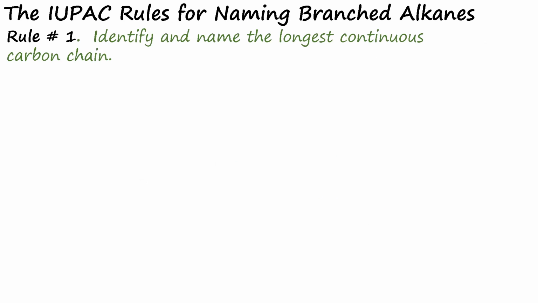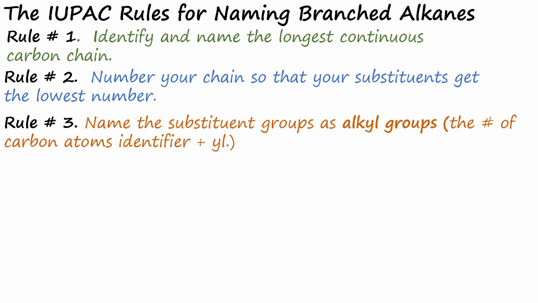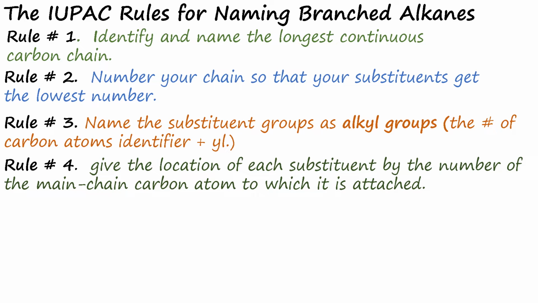To name a branched alkane, the first thing that you have to do is identify and name the longest continuous carbon chain. Next, number your chain so that your substituent gets the lowest number. Then name the substituent group as an alkyl group, which is basically the same idea as naming a simple alkane, but instead of an A-N-E at the end, all you have to do is put Y-L.